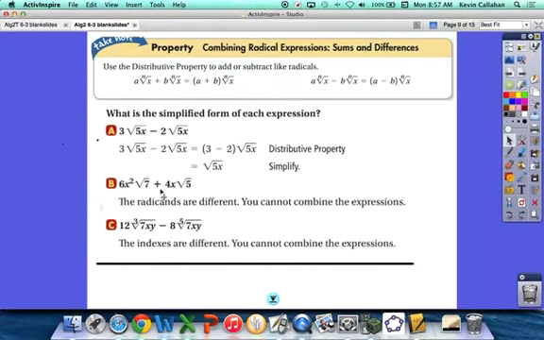If you can add them, then you add or subtract them by combining the coefficients. It doesn't change the radical. When we combined 3 times the square root of 5x minus 2 times the square root of 5x, it's still the square root of 5x. That doesn't change. It doesn't become the square root of 25x squared or something like that. It's like 3 apples minus 2 apples, 1 apple. Don't change the radical.